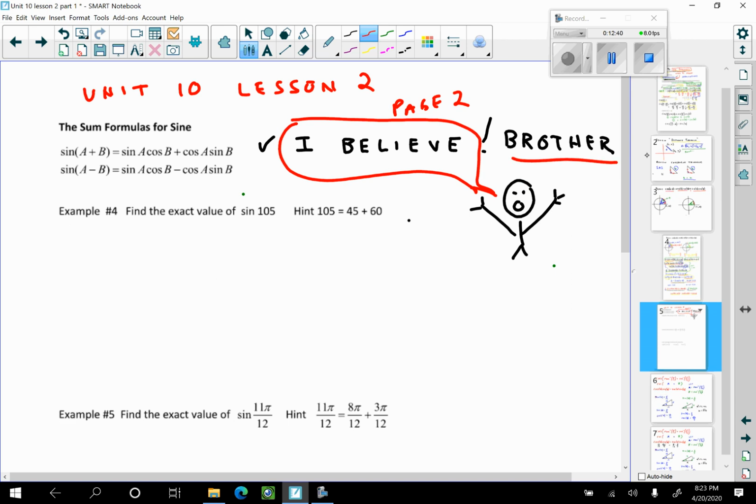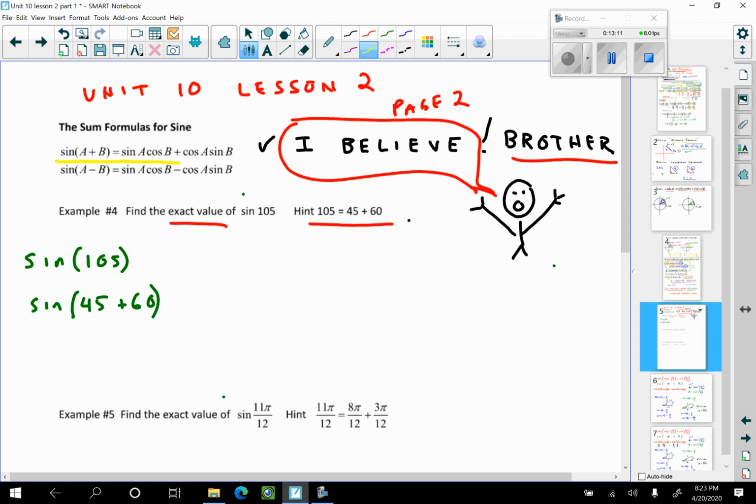All right. Sine of 105. Give me the exact value of the sine of 105. The hint is 105, ladies and gentlemen, is 45 plus 60. So I'm going to write the sine of 105 as the sine of 45 plus 60. And now I'm going to use this particular formula.